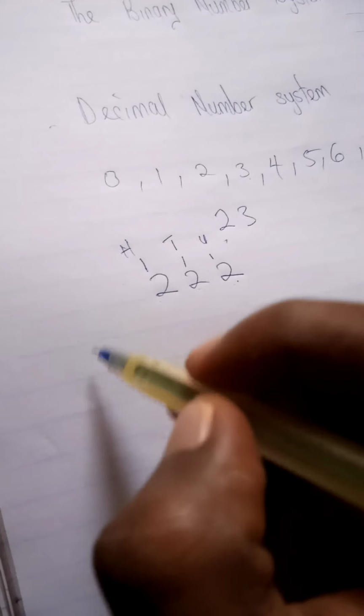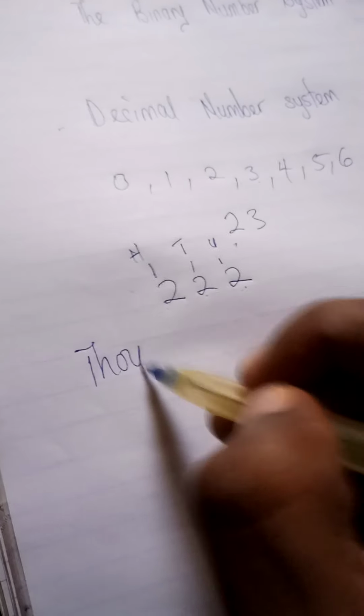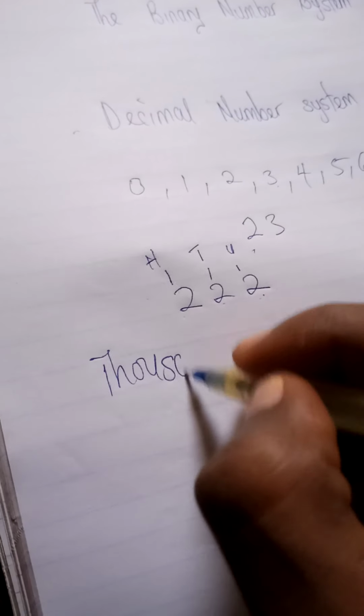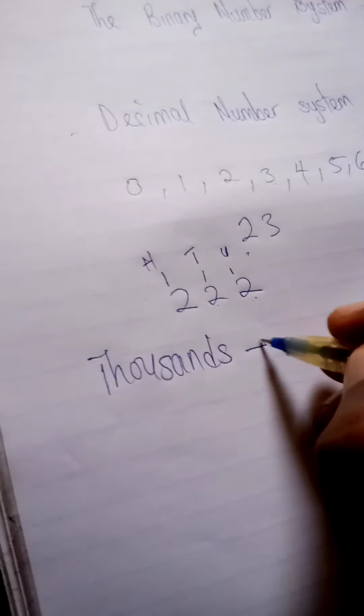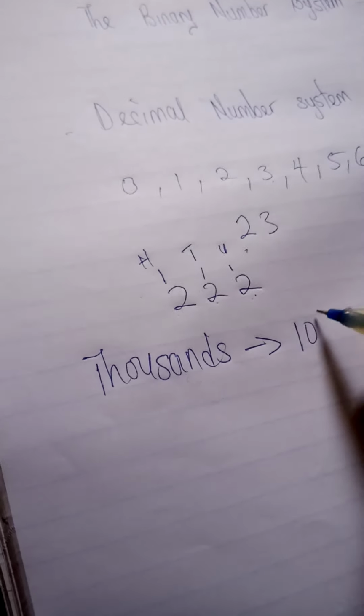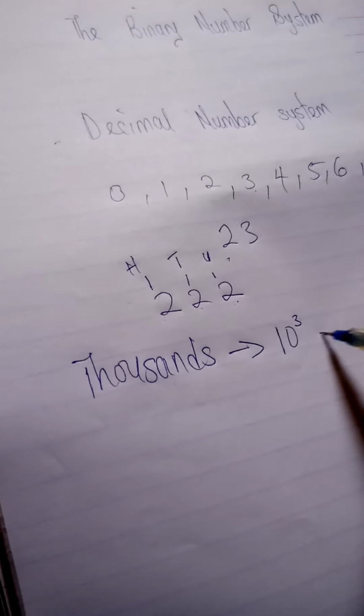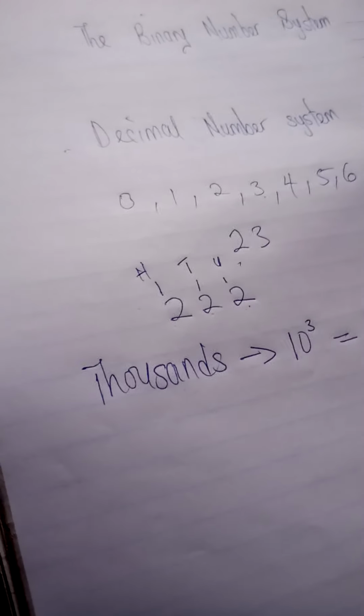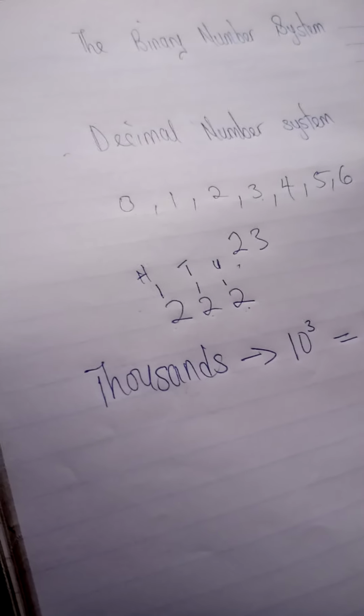So let's quickly venture into place values. Like I said, in the decimal number system, we count in tens. So let's express that in place values. The first one, we have thousands. We can further express it as what? 10 raised to power 3, which is also 10 multiplied by 10 multiplied by 10, which gives us what? 1000.